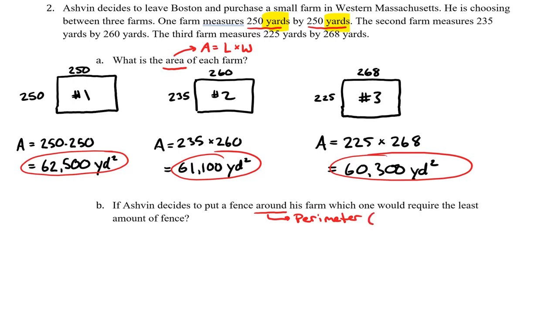And for the perimeter of any polygon, we're going to add up all the sides. And so I'm going to go ahead and label the other two just so everything is visualized in the problem. So this side would be 260, this one would be 235, this would be 268 and 225.